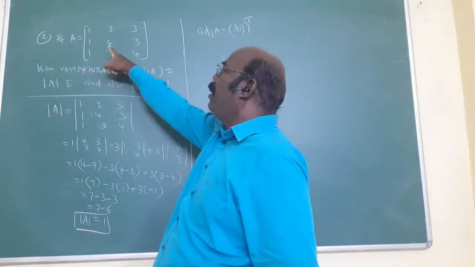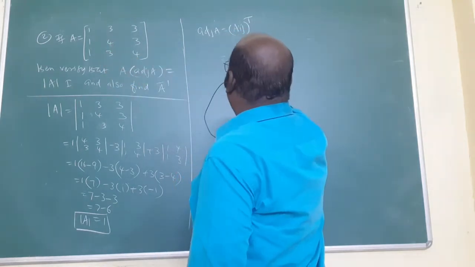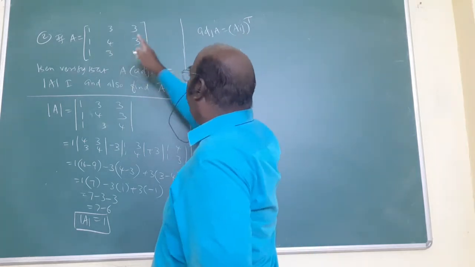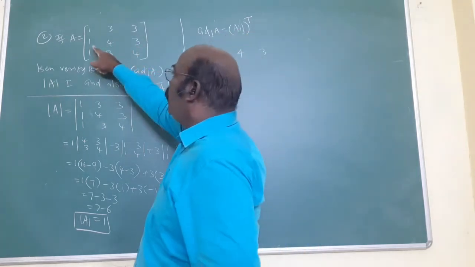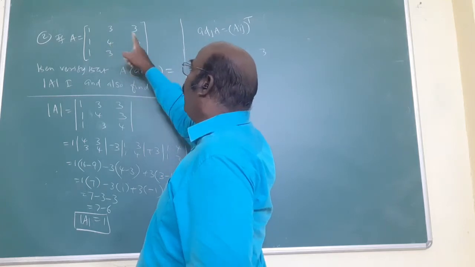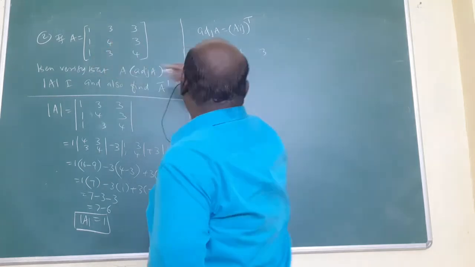What is the middlemost element? 4. Start with 4. What is the next element? 3. In this second row, the middlemost of 4, 4 and 3. Again start with 1, 4.